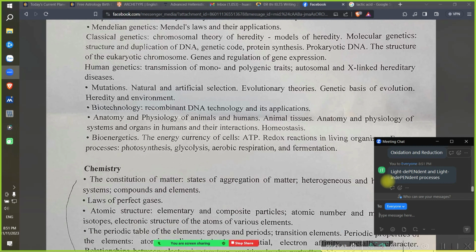Like inside of light dependent you have what is called photolysis.